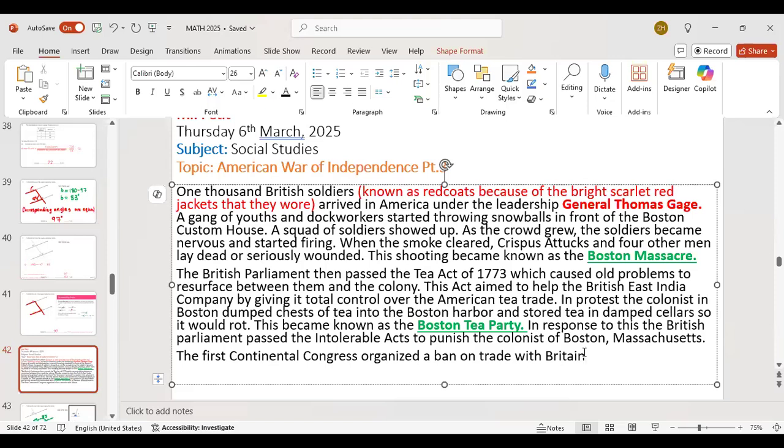So they're like, we're not trading with them anymore, right? And they organized their troops to fight. So they're like, okay, we going to war. The first Continental Congress organized a ban on trade with Britain, and colonial militias prepared to fight.